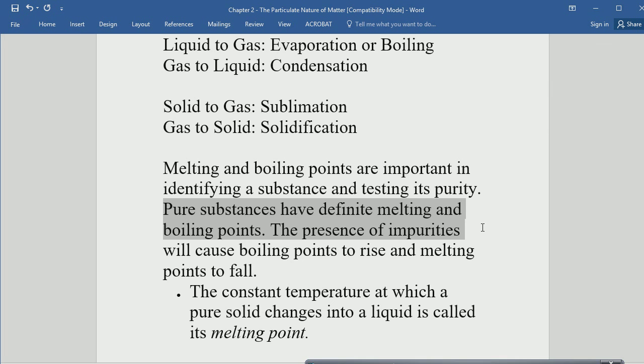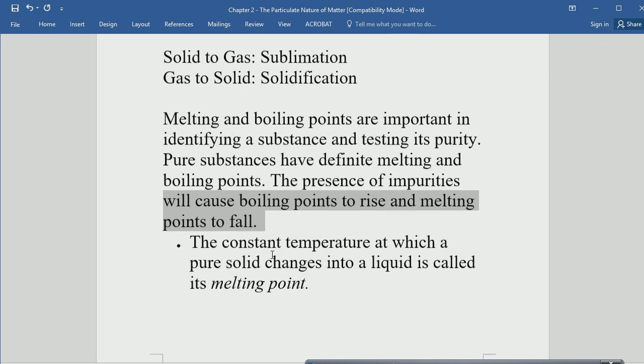Pure substances have a definite melting and boiling point. The presence of impurities will cause the boiling point to rise and the melting point to fall. If there are any impurities in the objects, their boiling point rises or increases, and their melting point decreases or falls.